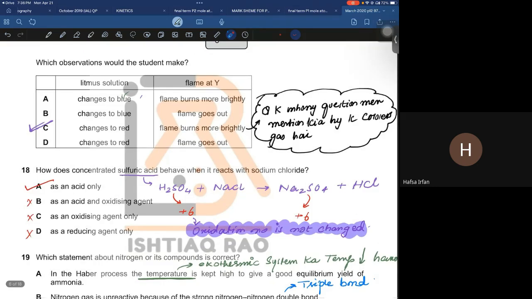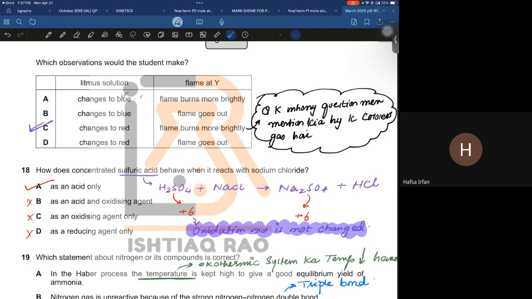Question number 18 asks: how does concentrated sulfuric acid behave when it reacts with sodium chloride? So, sulfuric acid and sodium chloride. Chloride, Cl minus, is a weak reducing agent. It cannot reduce the sulfuric acid. It's only acting as an acid.